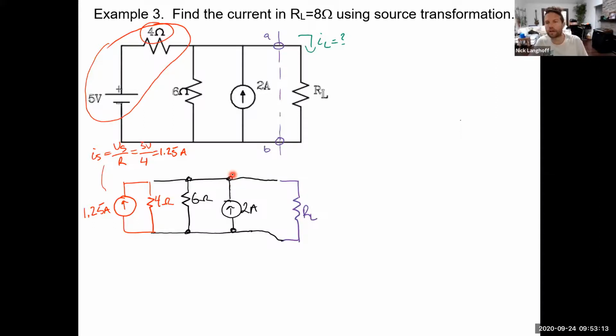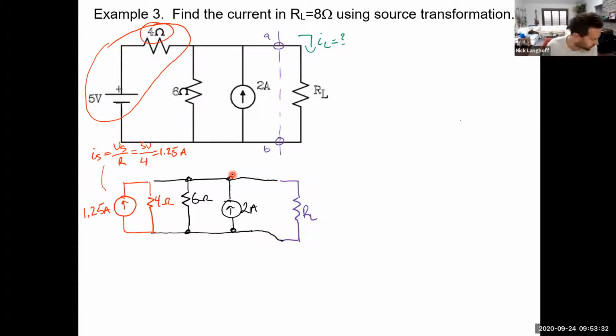All right, everybody good with that so far? We've just transformed the 5 volt and 4 ohm resistor that were in series into a 1.25 amp current source in parallel with a 4 ohm resistor. And we've left it connected to the 6 ohm and the 2 amp source accordingly.